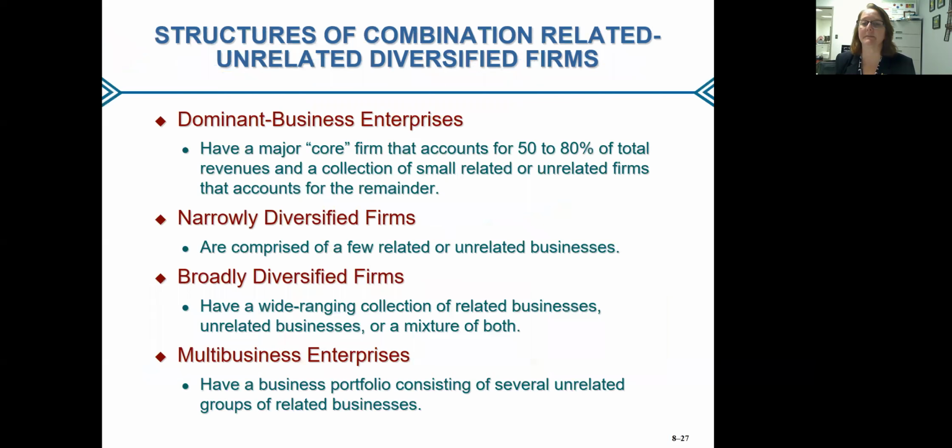So that's a multi-business. Dominant business enterprises have a major core firm that accounts for 50 to 80% of total revenues, and then a collection of small related or unrelated firms that account for the remainder. A narrowly diversified firm is comprised of a few related or unrelated businesses. Broadly diversified firms have a wide range of collections of related businesses and unrelated businesses. And a multi-business enterprise has a portfolio consisting of several unrelated groups of related businesses.